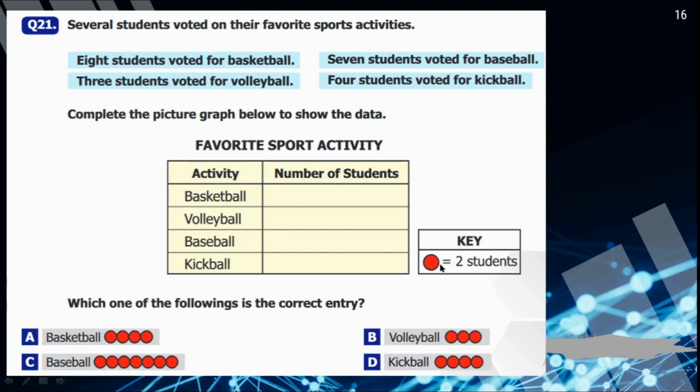So here one ball is representing 2 students. If we want to show that 8 students voted for basketball, we are going to make 4 balls over here because 4 twos are 8, which matches with our option A, which is correct because 4 balls will be drawn to show the votes for basketball. So A is our correct option.